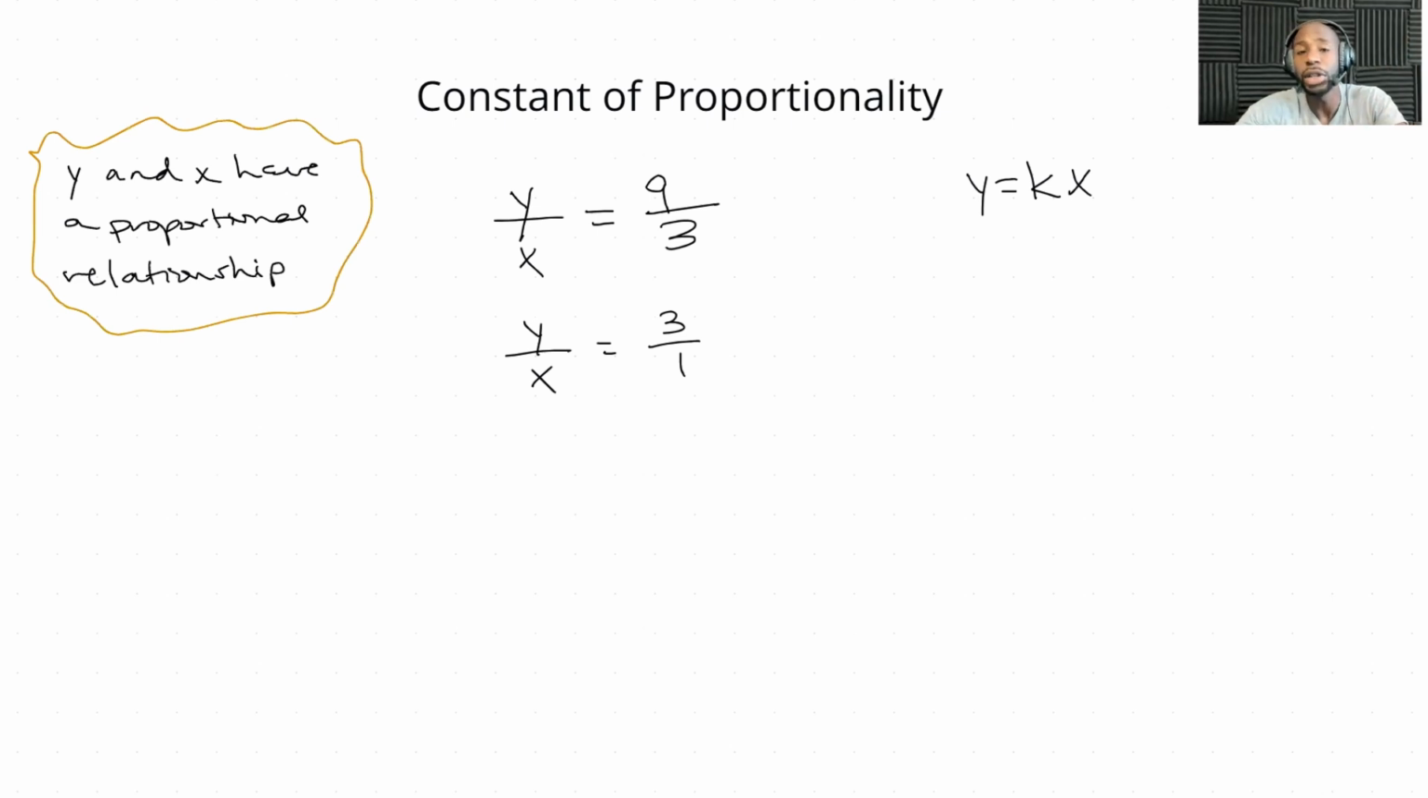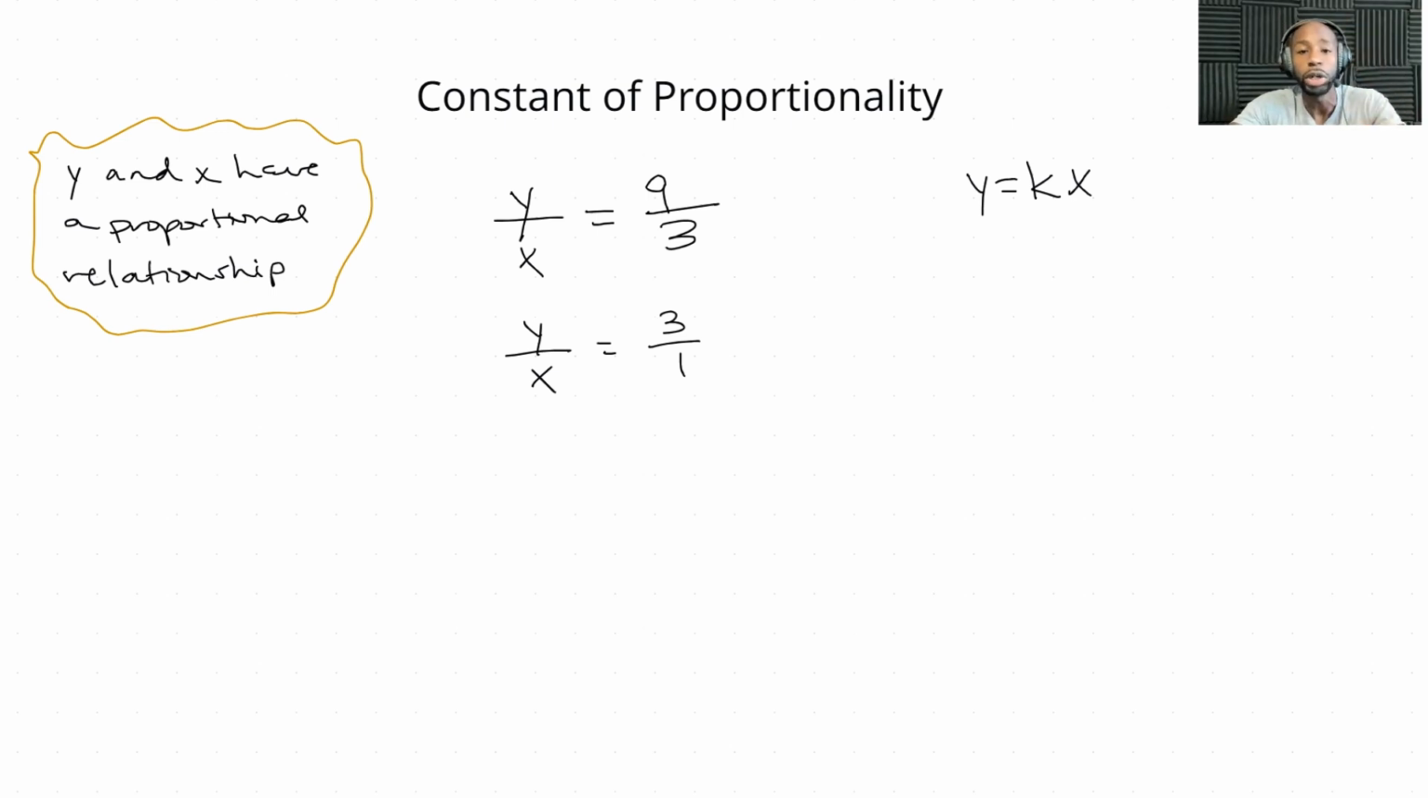So any value that y and x take on is always going to be the same ratio, if you will. It's a proportional relationship. So it'll always be the same ratio no matter what values y and x take on. They have a proportional relationship.